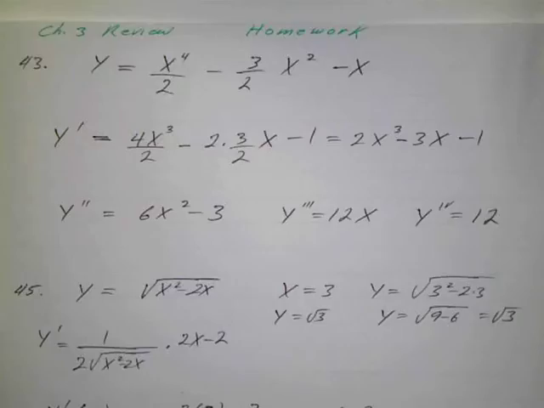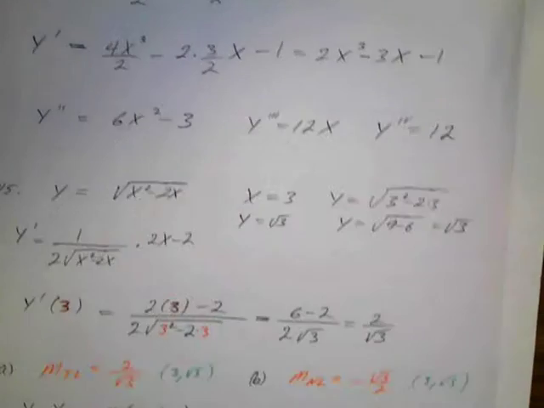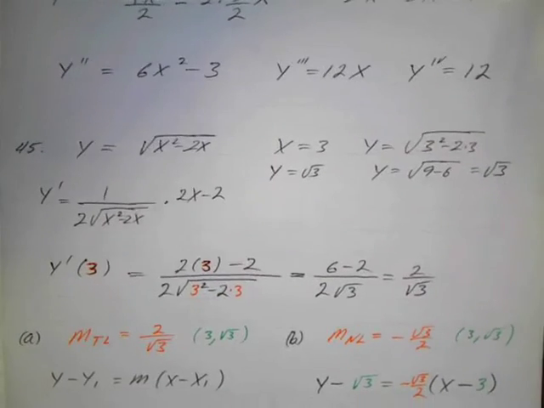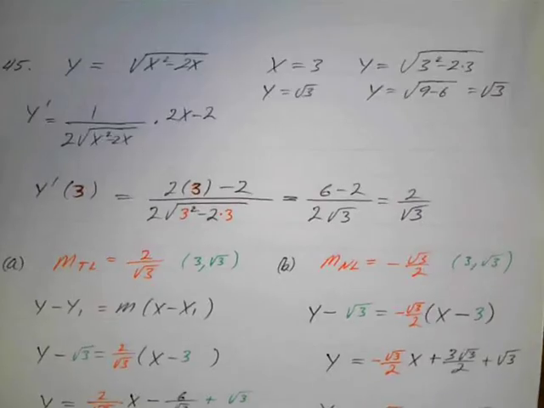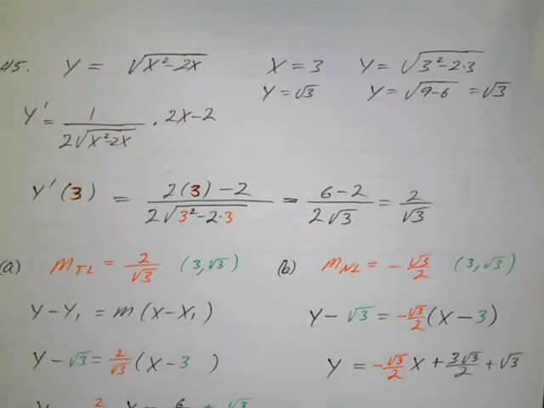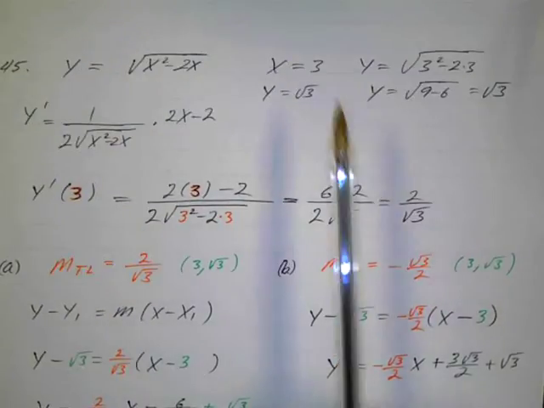And then number 45, a tangent line and a normal line problem. It says find the tangent and normal line to the curve at the indicated point. So this is a little bit on the straightforward side. This is my function: y equals the square root of x squared minus 2x. And my point given was x equals 3.